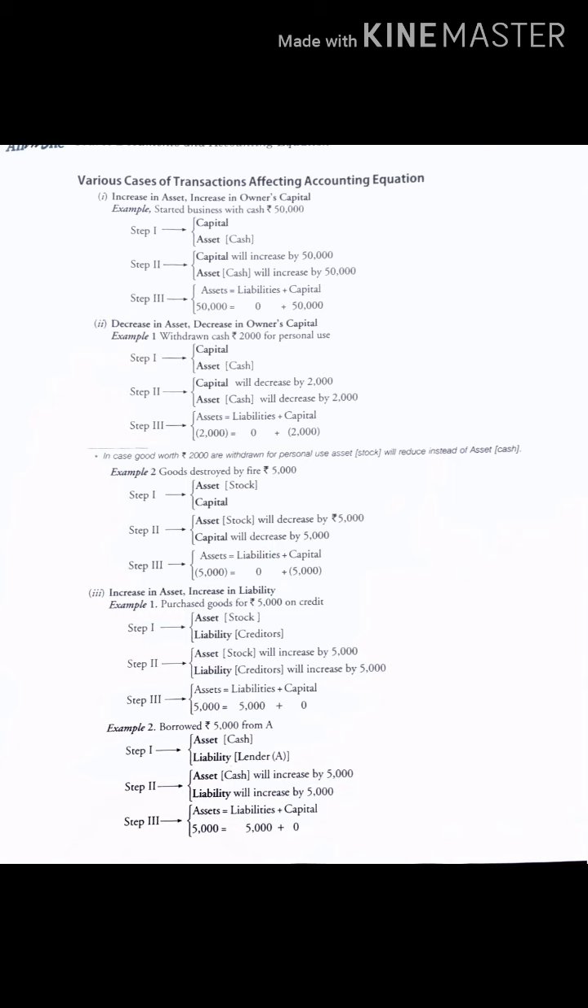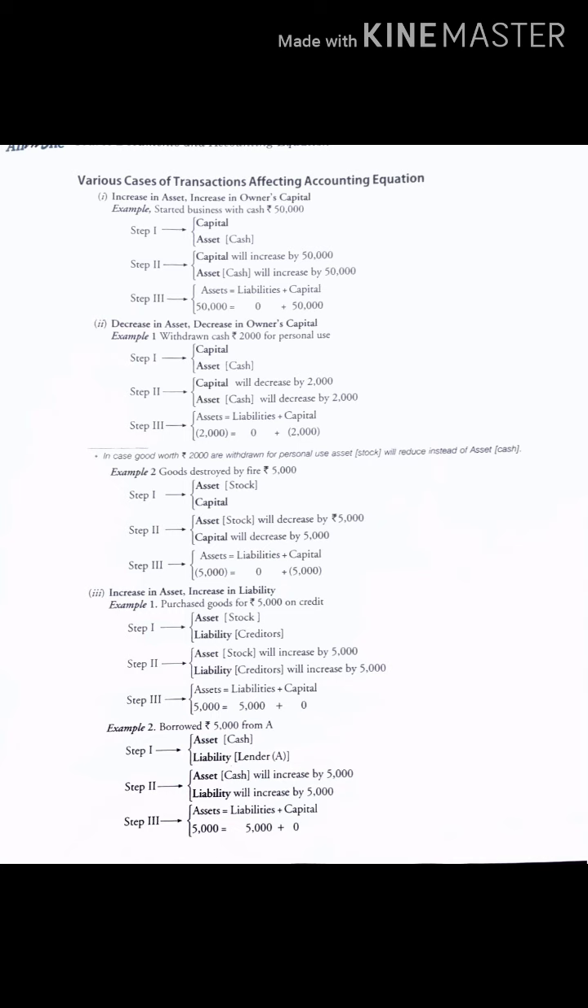Okay. Next is increase in assets, increase in liabilities. Now the best example: purchase goods for 5000 on credit. So what have we done? We have purchased 5000 of goods on credit. Now which are the two variables affected? First we have purchased goods. That means my stock is increasing. Some goods are coming to my store. So whatever stock I have is increased. Equally, I have taken those goods on credit, udhar. That means I have to pay this amount in future. So my creditors will increase.